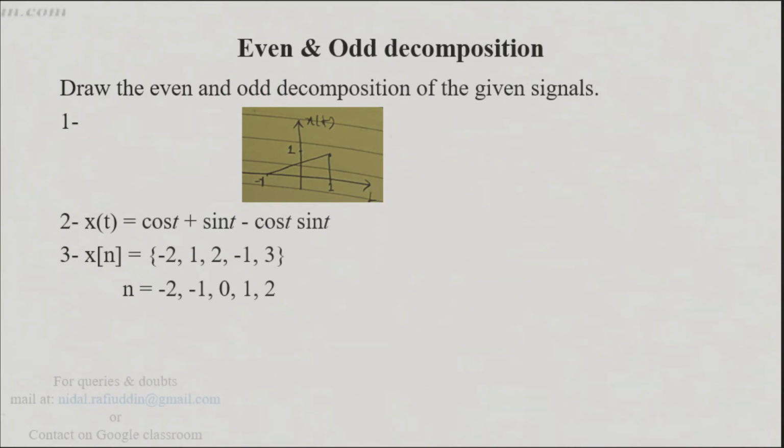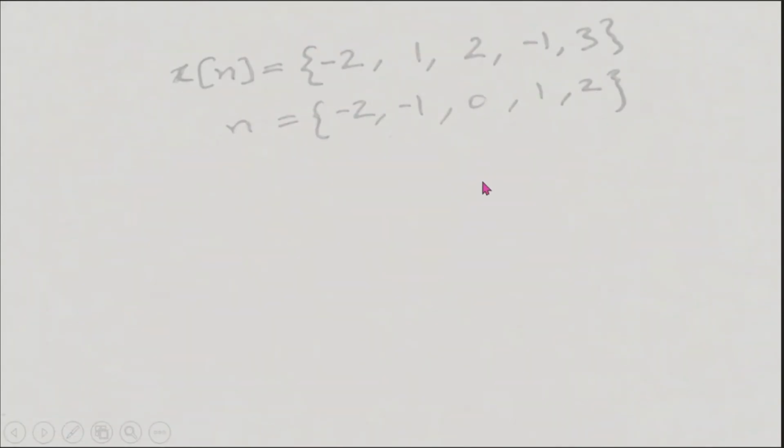So let us write the signal for the discrete time, which is x of n equal to minus 2, 1, 2, minus 1 and 3, corresponding to the values n equal to minus 2, minus 1, 0, 1, 2. So this series for x of n appears at the values like n equal to minus 2, we have x of n equal to minus 2. At n equal to minus 1, the value of x is 1. At n equal to 0, the value of x is 2, and so on. So this is a way of representing the discrete time domain signal.